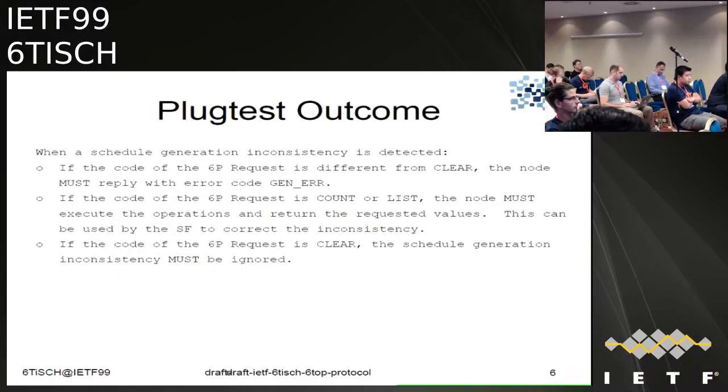The two bullets, the first one and the last one, are already in the draft, and the one in the middle is: if the code of the 6P request is count or list, when I detect that generation error, the node must execute the operation and return the requested values, and this can be used despite the generation error to correct the inconsistency. So that's what we proposed. We don't say how, but we say we support that by listing and counting, we can detect the difference in the schedule and then correct it.